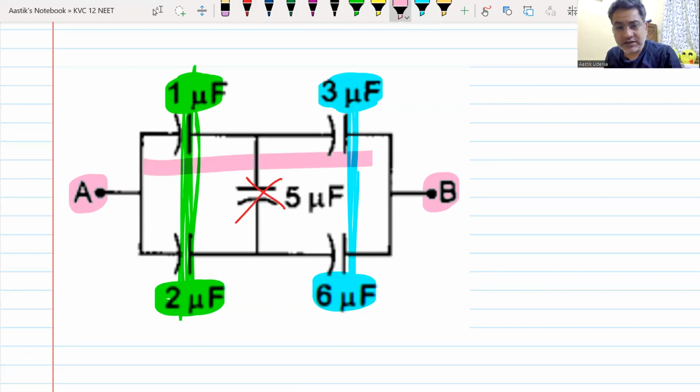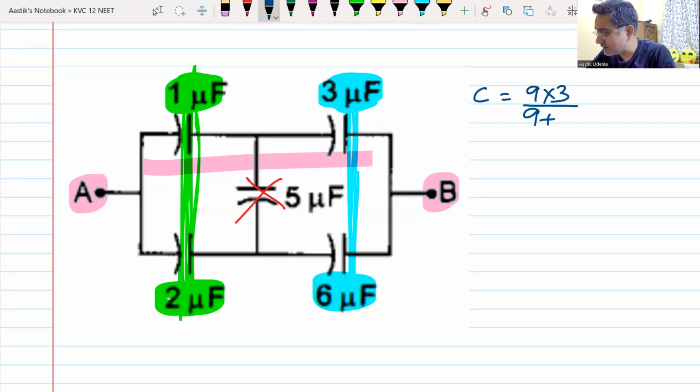9 and 3 are in series. So effective capacitance becomes 9 into 3 divided by 9 plus 3, and the answer is 27 by 12, which is 9 by 4. Sir, the answer is 9 by 4.